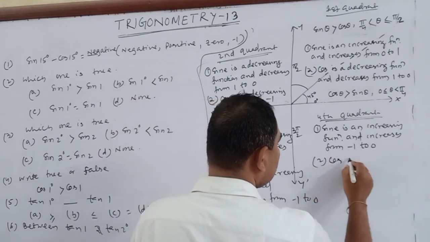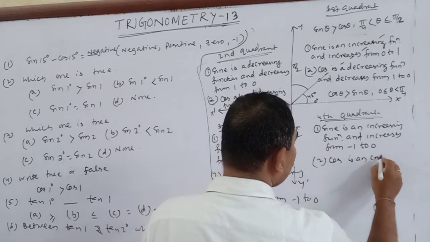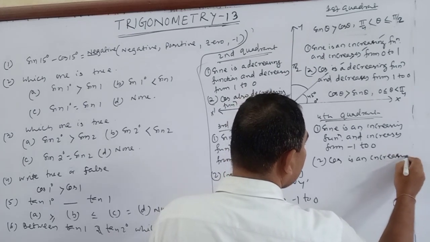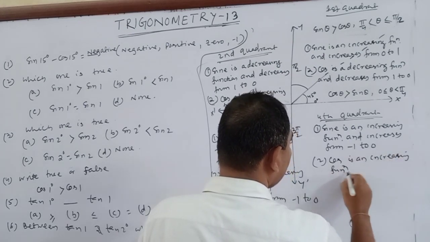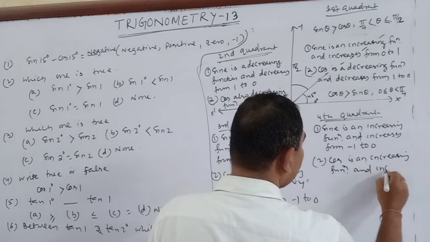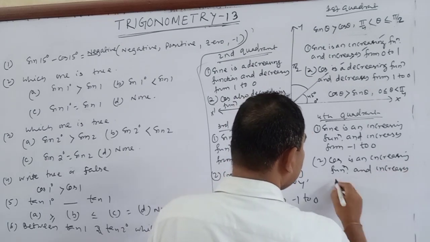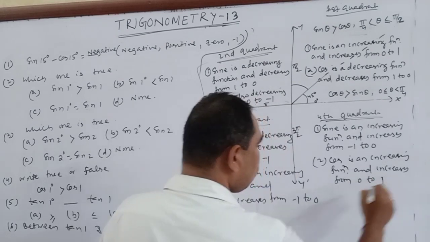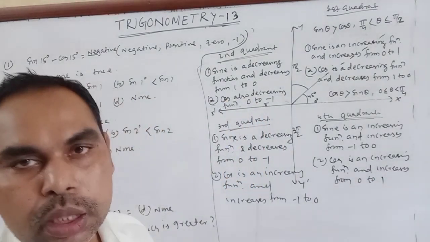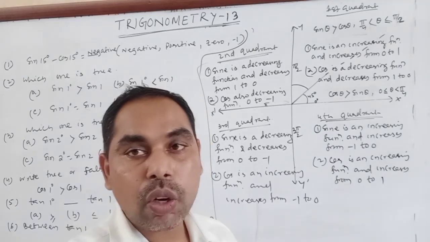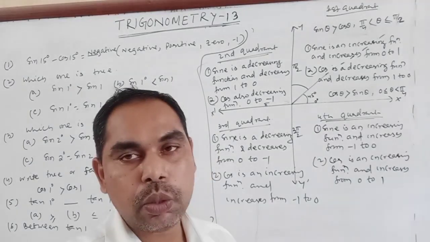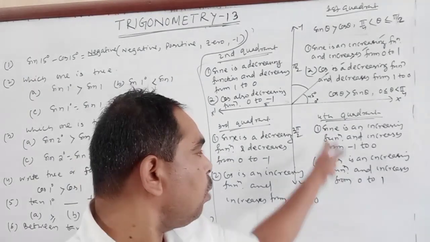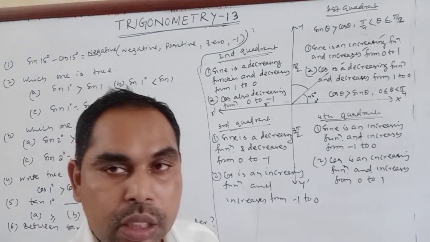Cos is an increasing function and increases from 0 to 1, because cos 3 pi by 2 is 0 and cos 2 pi is 1. Okay, so in the fourth quadrant both sin and cos are increasing functions.